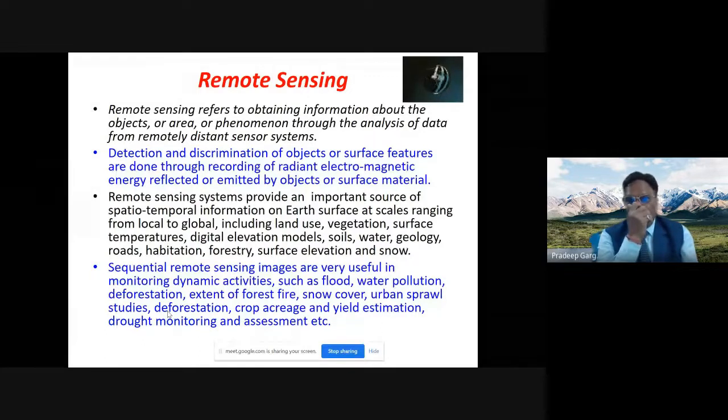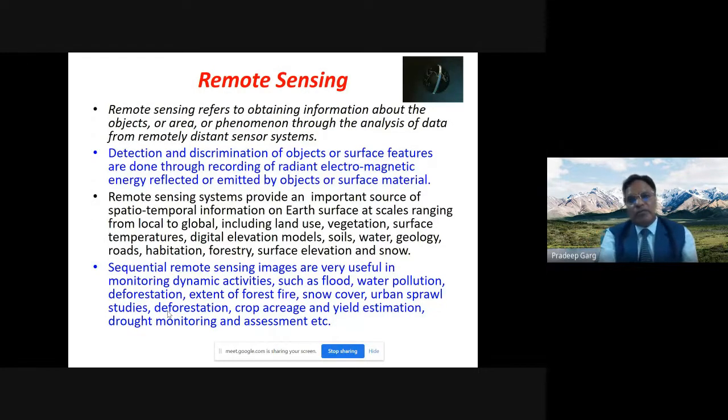And today we have very, very high resolution satellite images available, where you can even see the vehicle which is parked in front of your house. So you can even locate the vehicle. You can even find out what model of the car it is, with the help of the dimension and the shape. So these images are very, very useful.